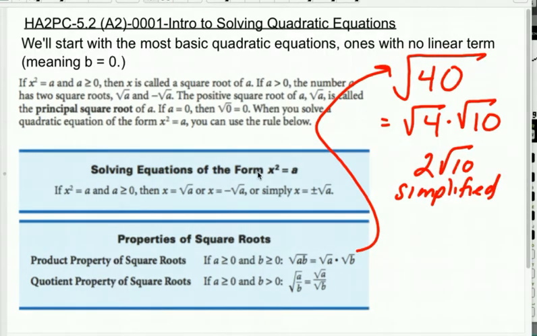That 2 root 10 is said to be the simplified form of the square root of 40. So what we've done here is we've pulled out anything that's a perfect square, and we've left anything that's not a perfect square, and we end up with this 2 root 10.